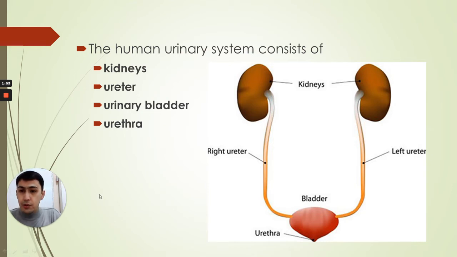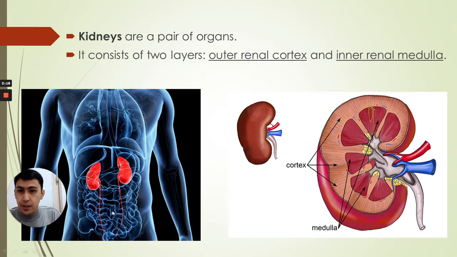Make sure not to confuse the difference between the ureter and the urethra. The ureters are the tubes that connect the kidneys with the bladder. The urethra is the tube that removes the urine from the urinary bladder to the outside. Next, the kidneys are a pair of organs, so we have two of them.